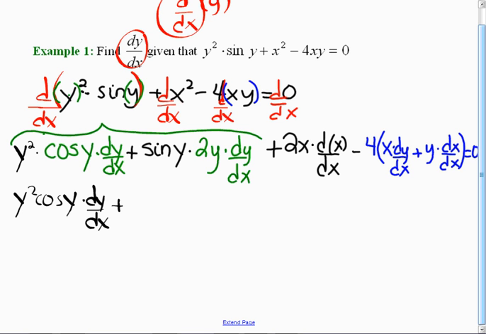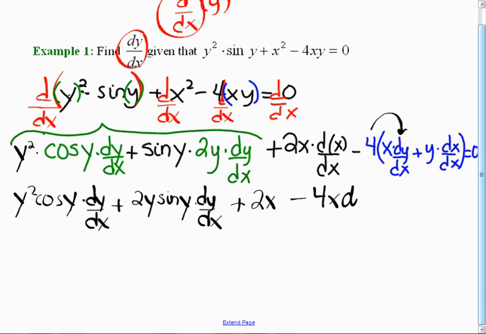Now, I'd like to rearrange the order here. It's 2y times the sine of y times dy dx. This is all algebra now. Well, almost. What's the derivative of x with respect to x? 1. I'm simplifying it. I don't want that dx. What is that? 1. And I'm going to distribute this and hopefully get it right. It's minus 4x dy dx. And then I have to distribute the minus 4 over here. So it's minus 4y. What's the x dx? 1 equals 0.